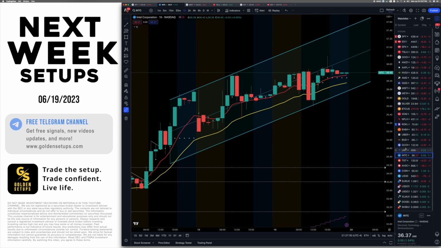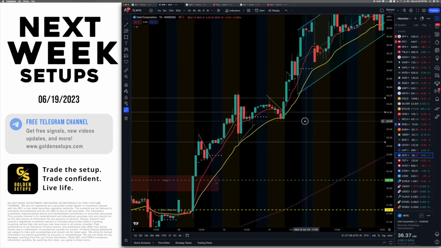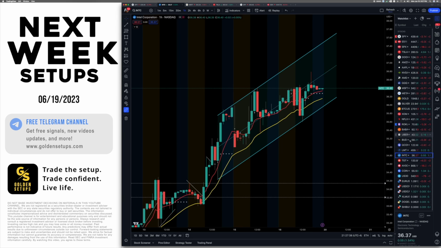Let's go ahead and move on. We're above the 9, above the 20, and we've been above the 9, above the 20, and above the VWAP pretty consistently. So definitely uptrending, looking strong.